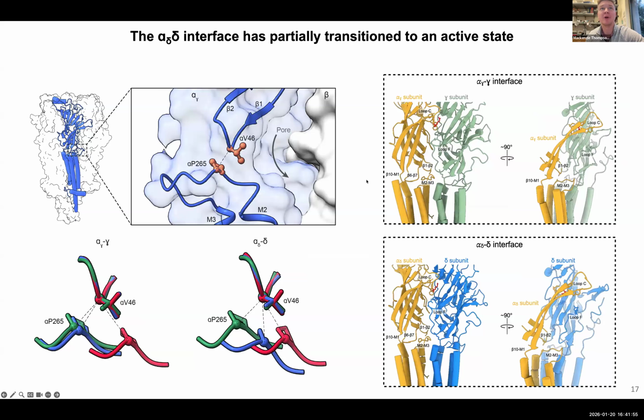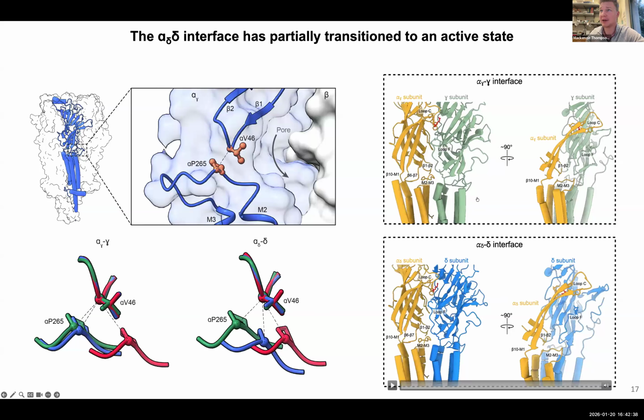Where things got a little more interesting and a little less straightforward was when we started going down the channel. This is at the interface between the two domains, the extracellular and transmembrane domain, where these two domains are thought to communicate. We know that when this protein activates, this proline at the top of the pore-lining M2 helix has to go past this valine residue. In the alpha gamma site where the agonist is bound, this proline has almost fully transitioned to an active-like conformation. But in the alpha delta site, where there is no agonist bound, this proline has already started to adopt a more active-like conformation despite no agonist being bound there.